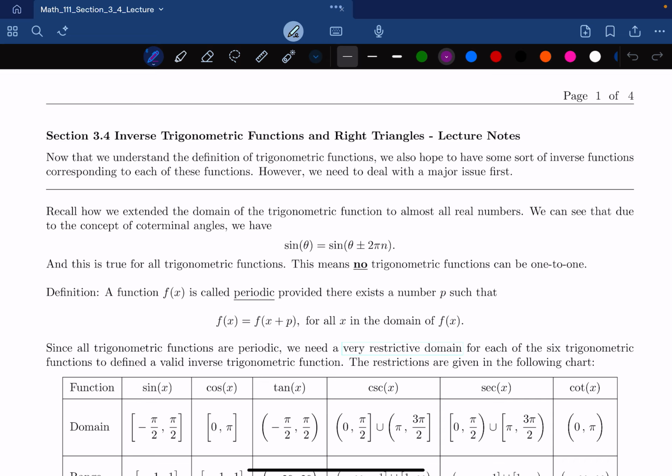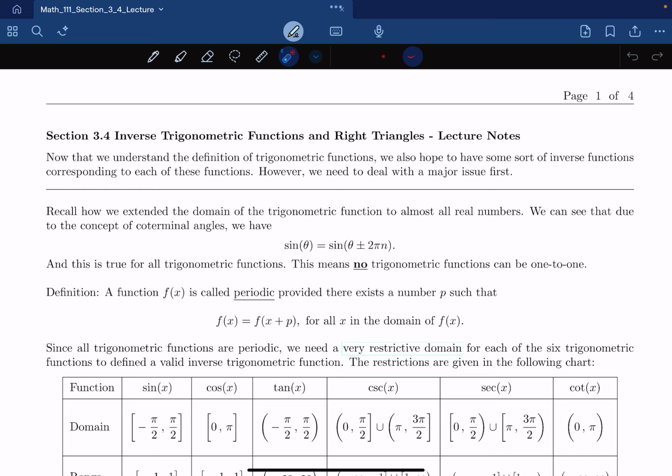The problem here is we can see that from our definition of trig functions, every time you have a coterminal angle, your trig function is going to give you the same output. This is a pretty bad problem because that just means no trig functions are ever going to be one-to-one, just because you always have an infinite amount of coterminal angles that have the same output.